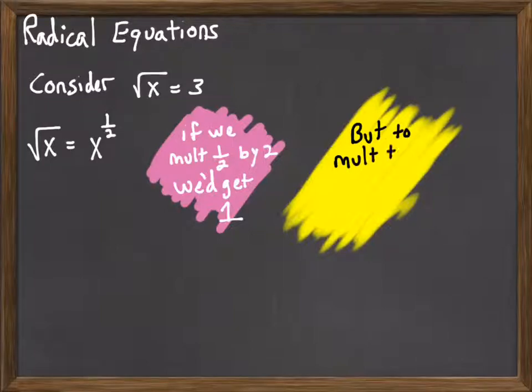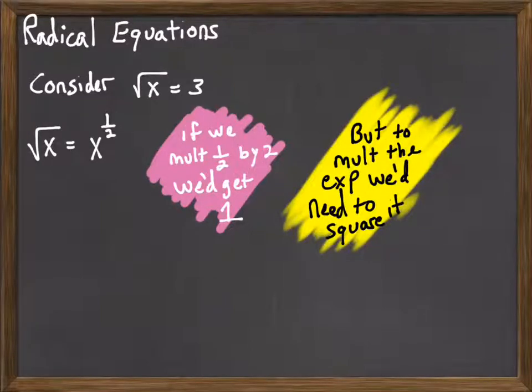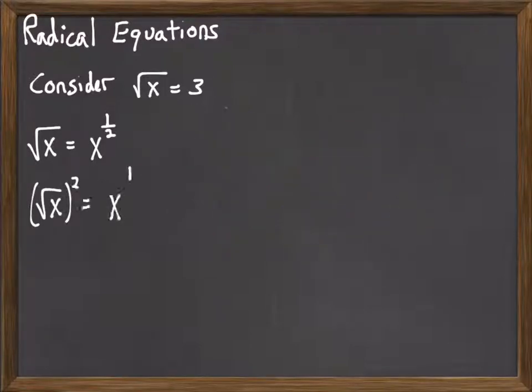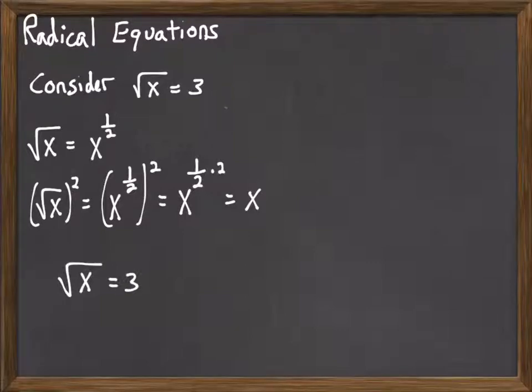To multiply the exponent, though, we'd have to be raising it to a power, because that's the time that we multiply the exponent. So in other words, we'd have to square it. If you squared square root of x, that would be x to the 1/2 squared, and using our properties of exponents, power to a power, we multiply 1/2 times 2, and we get x to the first.